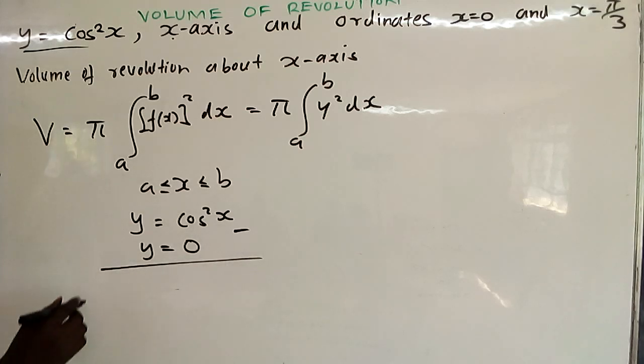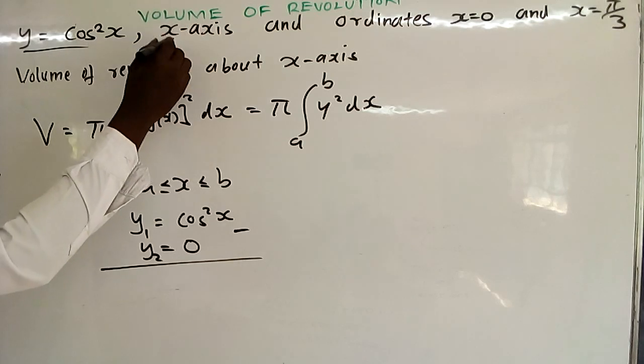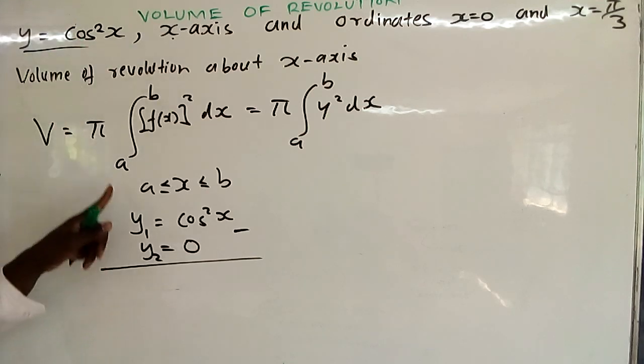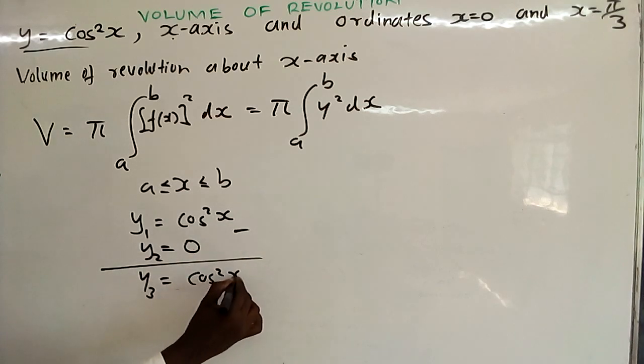Now if you find the difference of the two, you let this be y1, you let this be y2, isn't it? Are we together? We want the region between y equals cos squared x and the x-axis. The x-axis is y equals 0. So if you let the first curve be y1 and the second curve be y2, then if you find the difference between them, you will find the equation defining that region, which is y1 minus y2, you get another y, y3, which is different, isn't it? So y3 equals cos squared x minus 0, which is cos squared x.